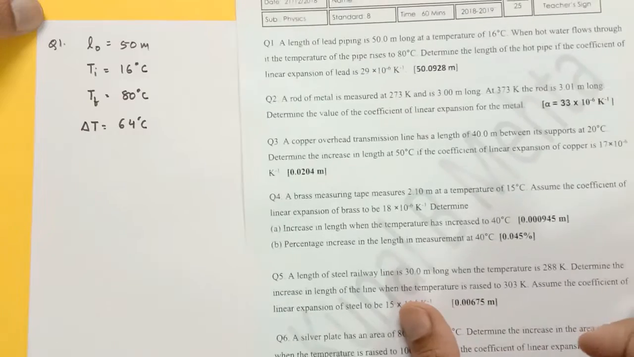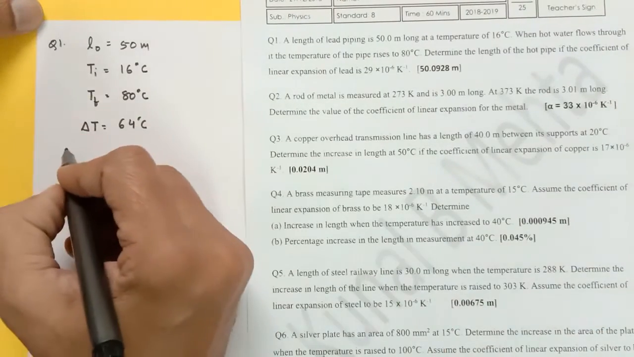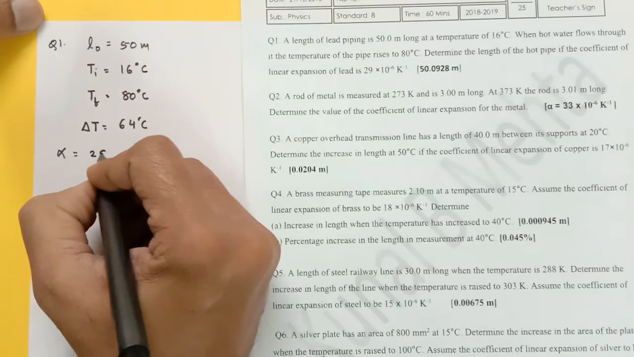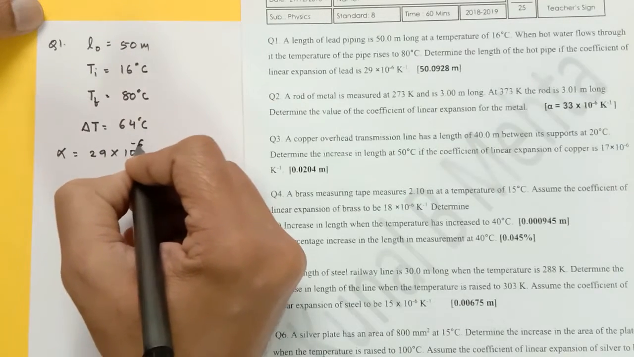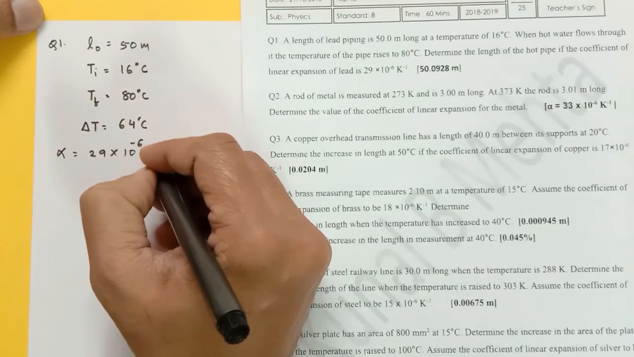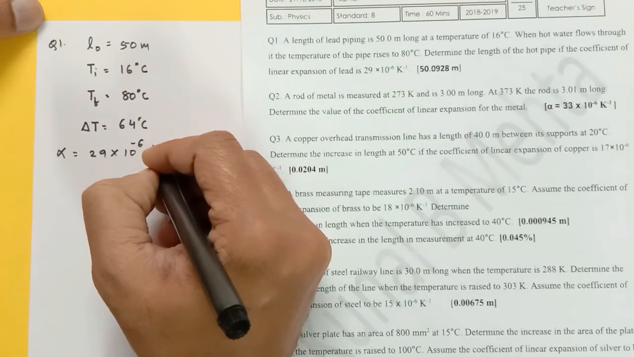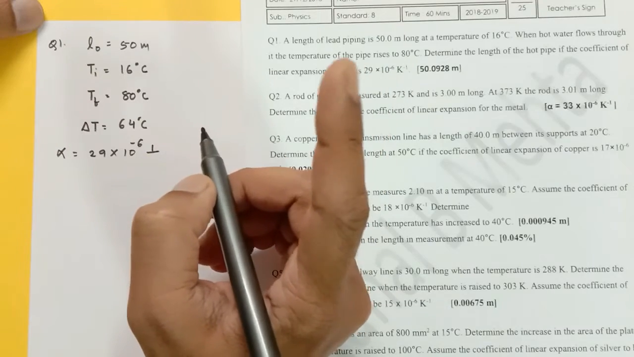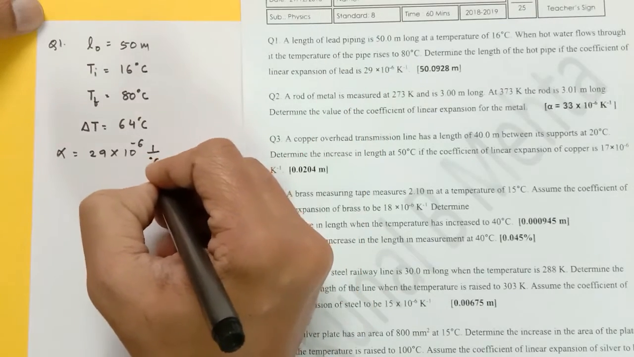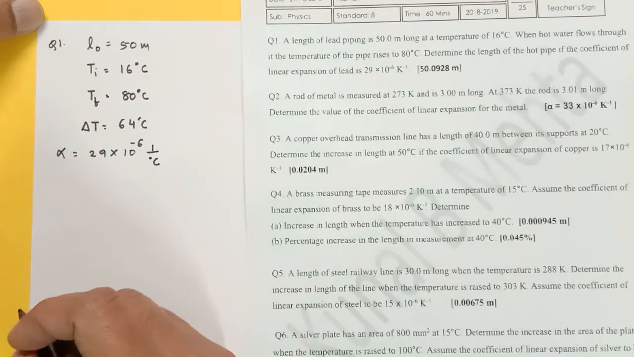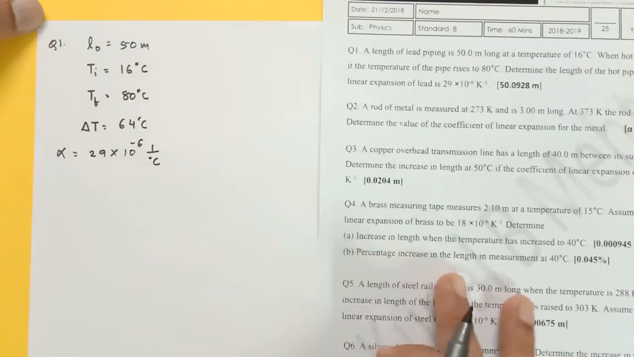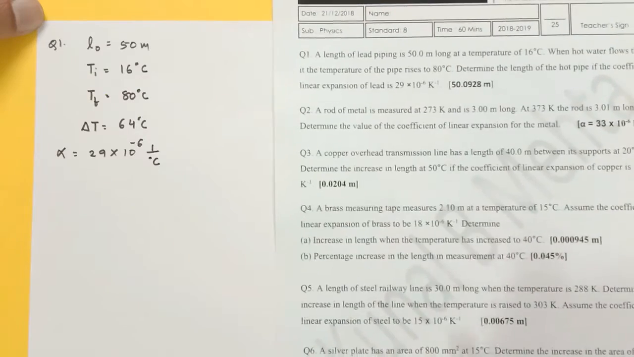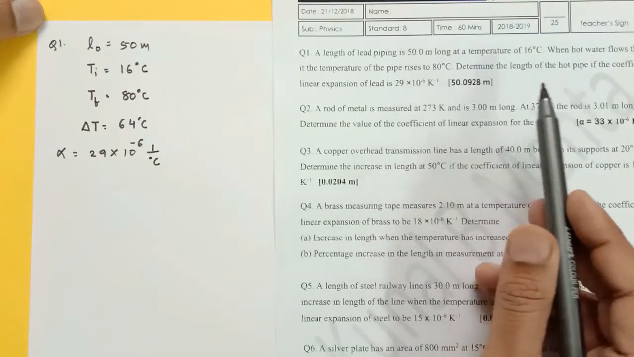Coefficient of linear expansion is alpha, that is given to us as 29 into 10 raised to minus 6, 1 upon degree Celsius or 1 upon degree Kelvin, it does not matter. It is given as 1 upon Kelvin, but since it is a difference in temperature included over here, I can also write this as 1 upon degree Celsius. It doesn't matter, right? Okay. Now what are we supposed to find out? The pipe elongates, so we are supposed to find out the final length of the pipe.